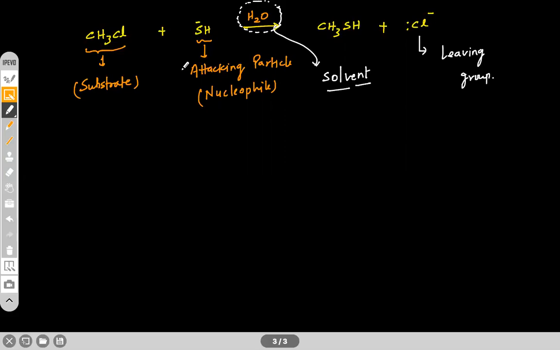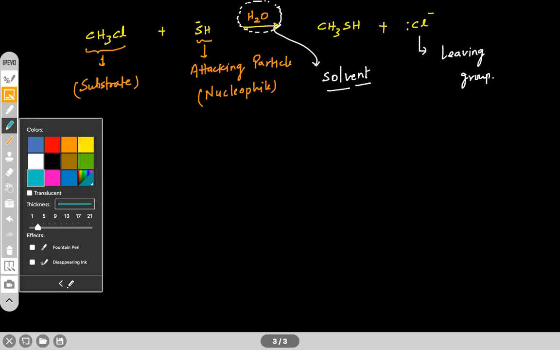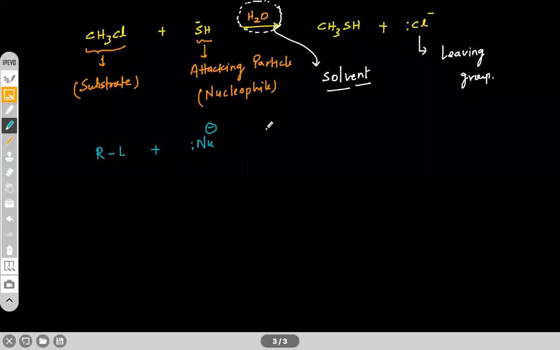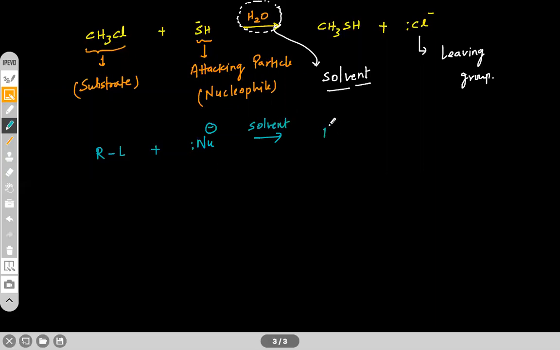Overall, the general expression of the reaction is: we have RL, the substrate, and a nucleophile. I have taken it here negatively charged, but it is not always negatively charged. It can be neutral also, with a lone pair of electrons. This is one type of attacking particle; we have another type also possible. In presence of solvent, it gives you RNu. The nucleophile displaces the leaving group and the leaving group goes out. This attacks over here and this goes out, and we get this.